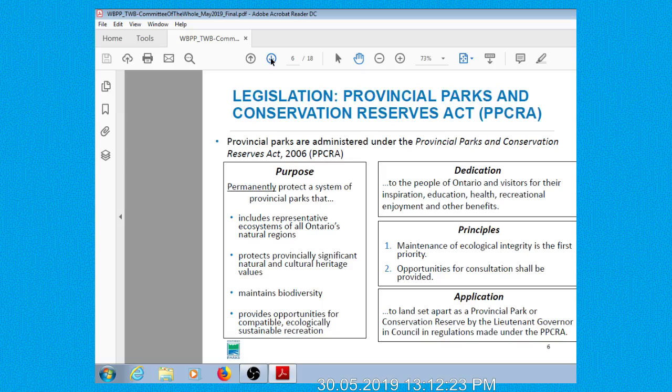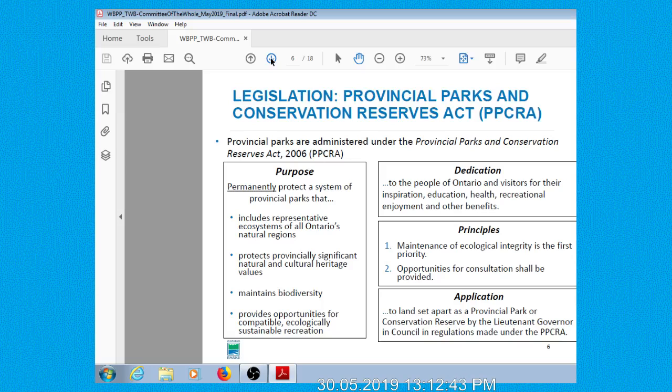So the legislation outlines two principles, the maintenance of ecological integrity being the first priority, and that opportunities for consultation shall be provided. So those are very significant principles, again, identified in legislation, and we have a range of opportunities in order to meet those two different principles.